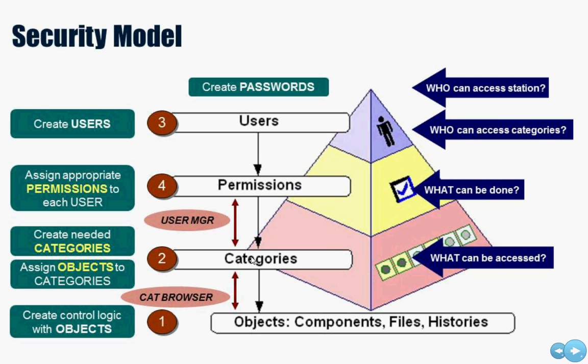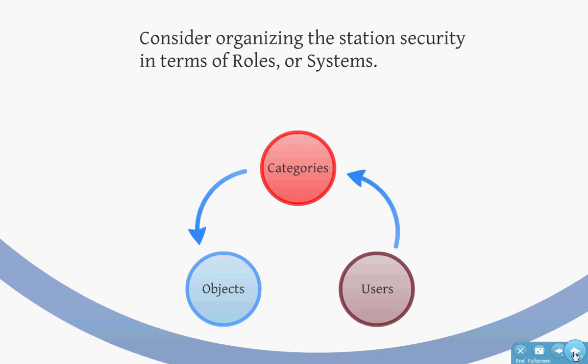So objects are put in categories. Then we create our users and give the users permissions within those categories. Pretty straightforward. Think of it as a user, what they need to do, and give them access to a category that contains objects so that the user then has access to those objects.